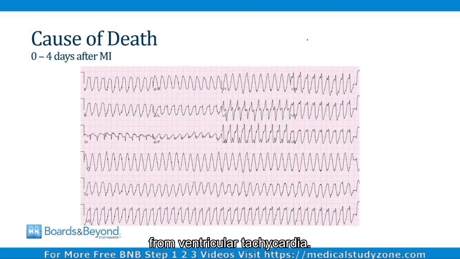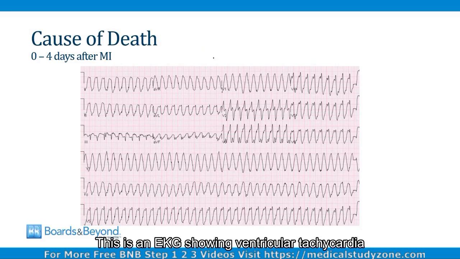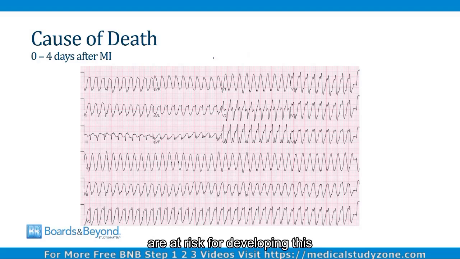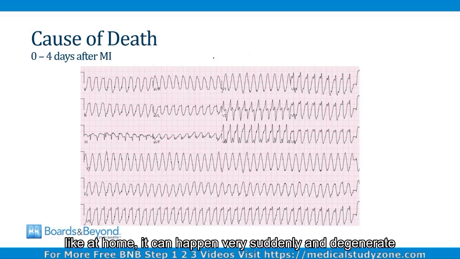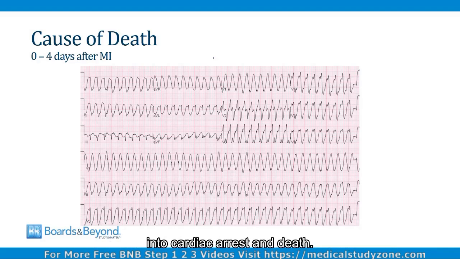So in the first 4 days after myocardial infarction, the greatest risk is sudden cardiac death from ventricular tachycardia. This is an EKG showing ventricular tachycardia, and patients who have ischemic myocardium are at risk for developing this, and especially if it happens out of the hospital like at home, it can happen very suddenly and degenerate into cardiac arrest and death.